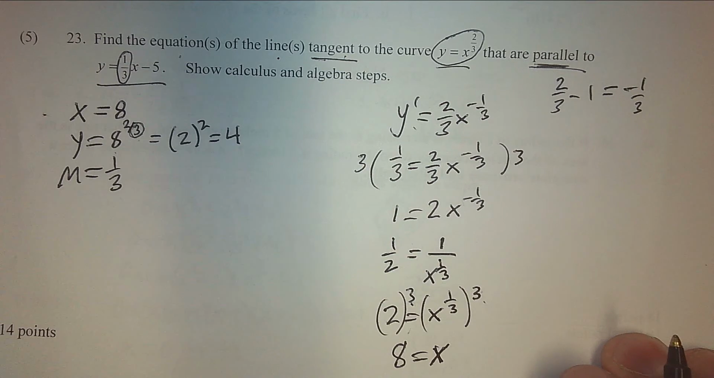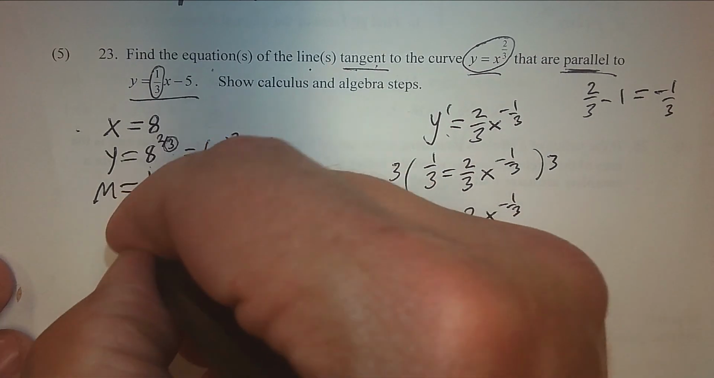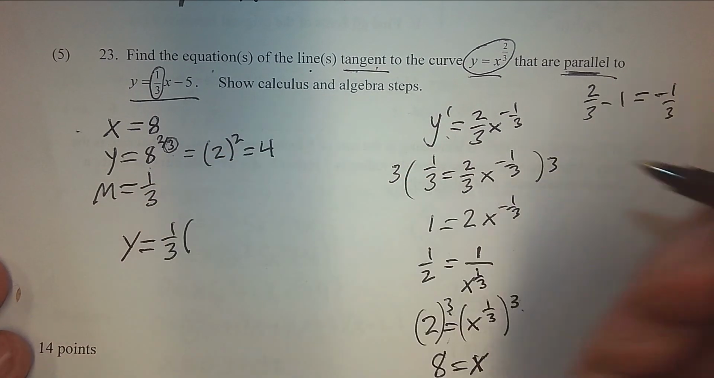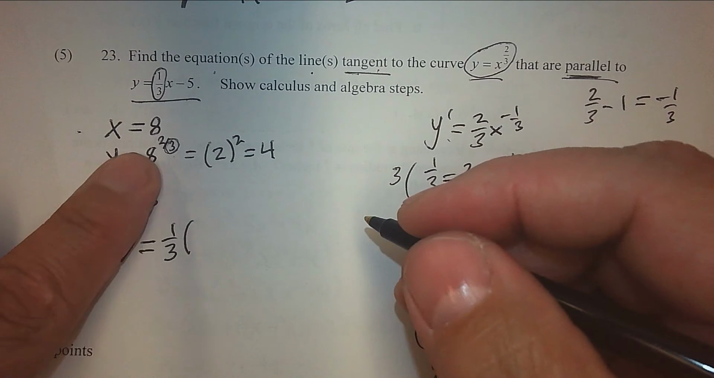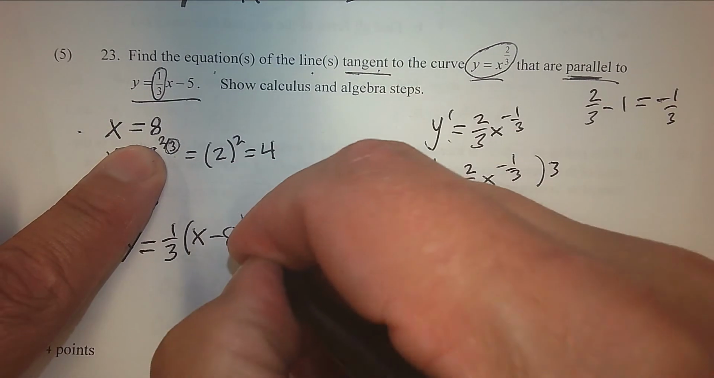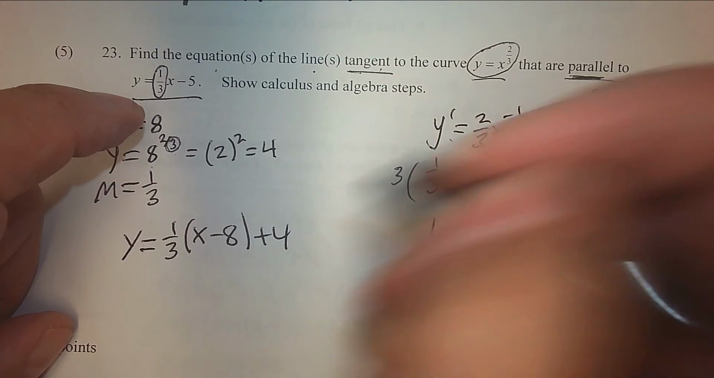So now I have the x value, the y value, and the slope. So what's the equation of the tangent line? Start with the slope, change the sign, x minus 8, keep the sign, plus 4. Done.